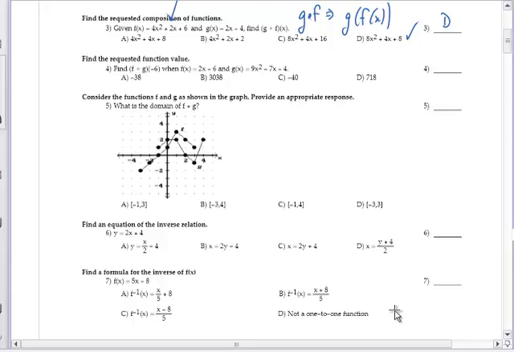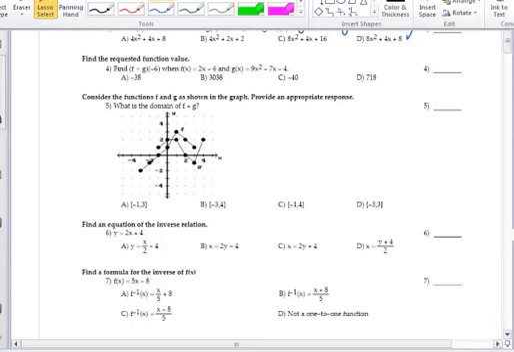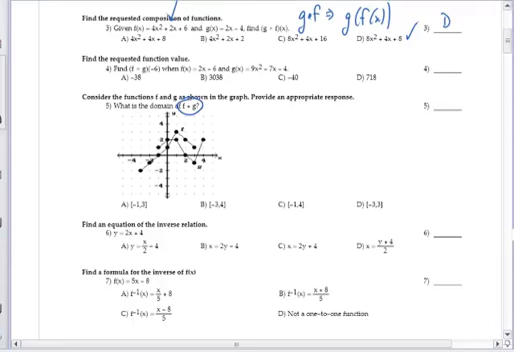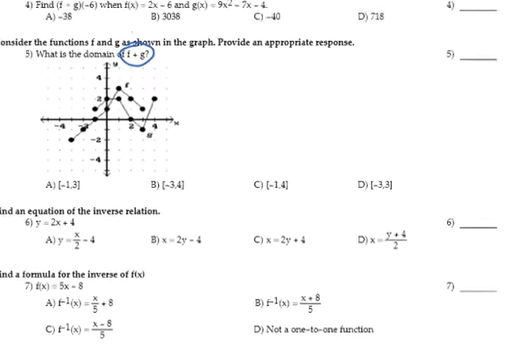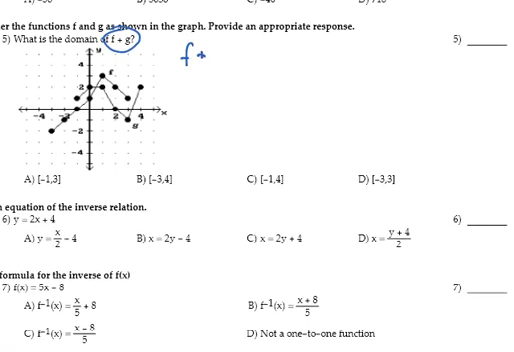On the next problem, number 5, it says, what's the domain of f plus g? So it wants to know what the domain of f plus g would be. Remember, when you combine domains, it's the least domain of both. So on the f function, which is this one, and this is the g function here, which I'll do in red. Okay, the domain is going to be all values from here to here, because that's where both functions exist.